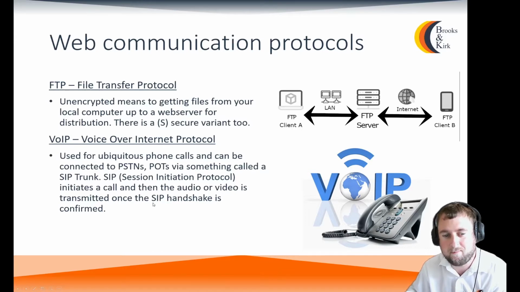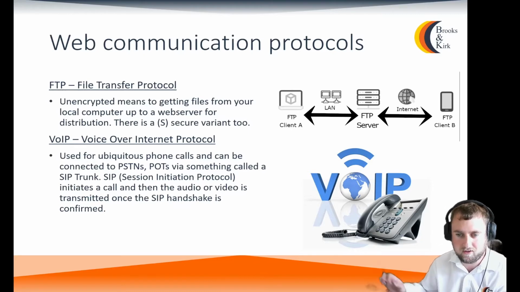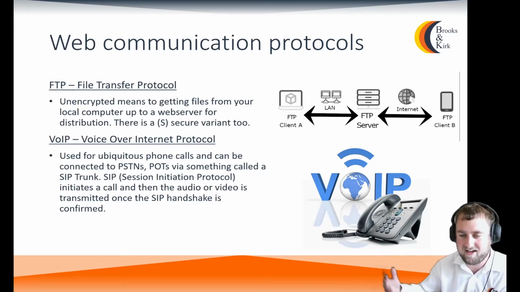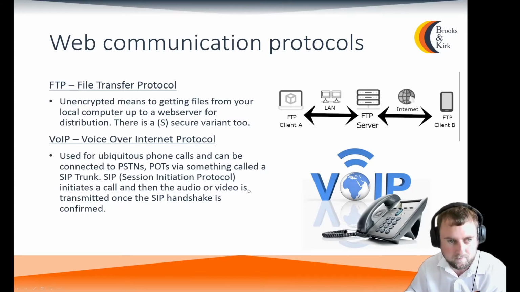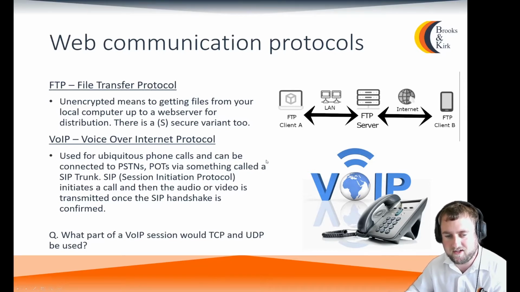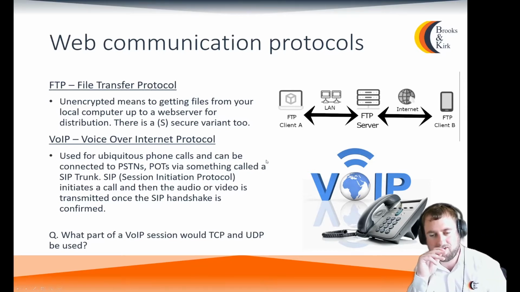SIP basically is the handshake. It says, "Hey, I'm a phone. I want to make a call," and it'll go, "Hey, SIP trunk, can you dial this mobile number? Here's a handshake," and it goes, "Yeah, sure, dialing," and then it says, "Right, I'm done with you. Here's the audio of the phone call. I'll leave you guys to it." That's pretty much what SIP does. It's the handshake process. And then if we look back at the transmission layer, which part of the VoIP session would be TCP, do you think?